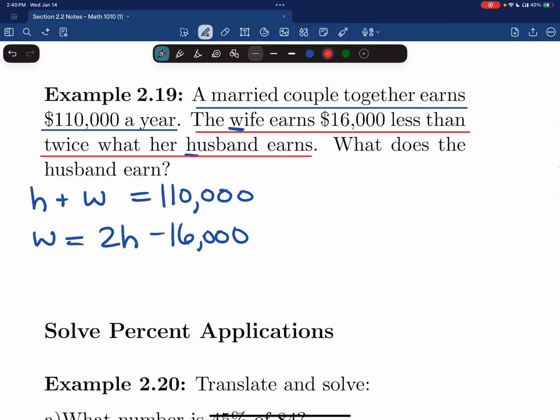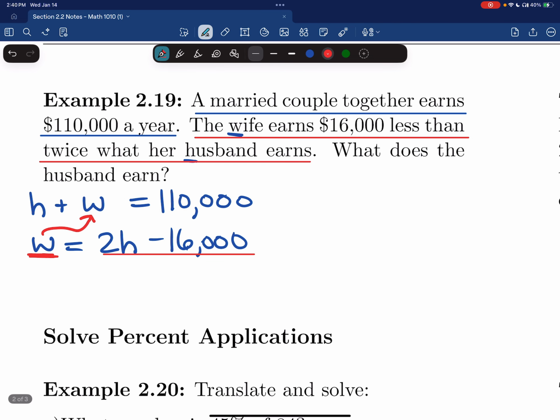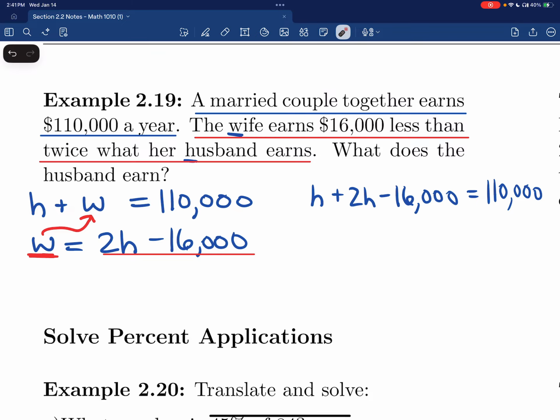Okay, now something we can do is we can take this W and replace it with 2H minus 16,000. That way we only have one variable in our equation. I'll rewrite it all. I have H plus 2H minus 16,000 equals 110,000. All right, so this stuff right here that I just put in, it's the W stuff, right? So W became 2H minus 16,000.